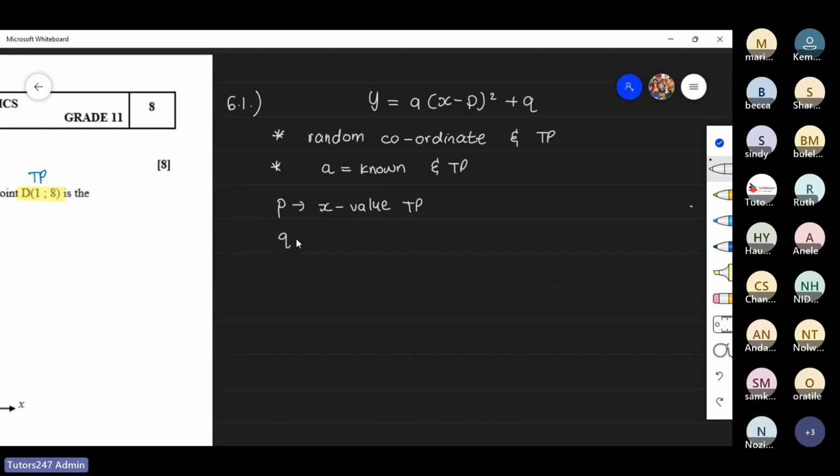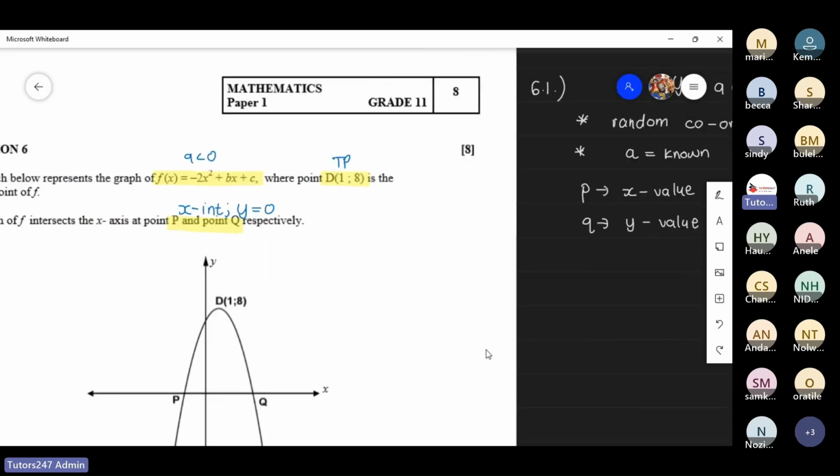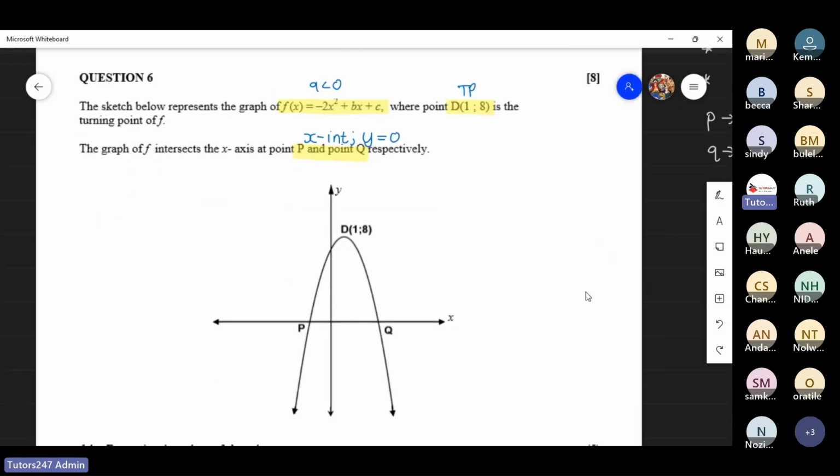And Q represents the Y value of your turning point. So let us see if it's possible for us to use this method. Now, if we look at the information we are given, you can see that we only have one coordinate on this particular function. And that is not a random coordinate, it is your turning point coordinate. So automatically you can see that the first option won't work because we do not have a random coordinate.